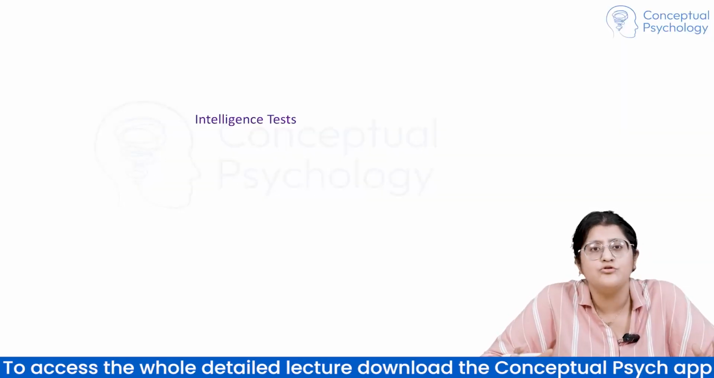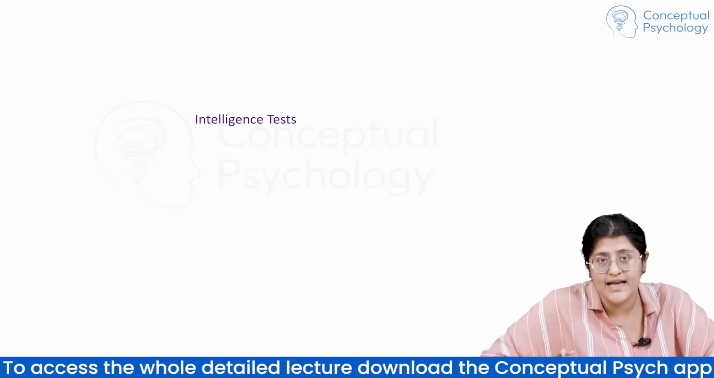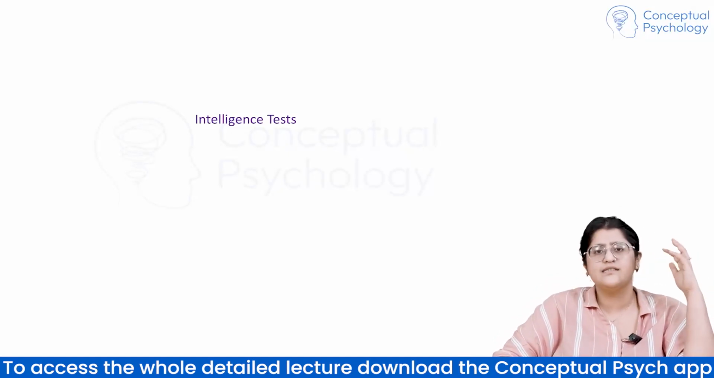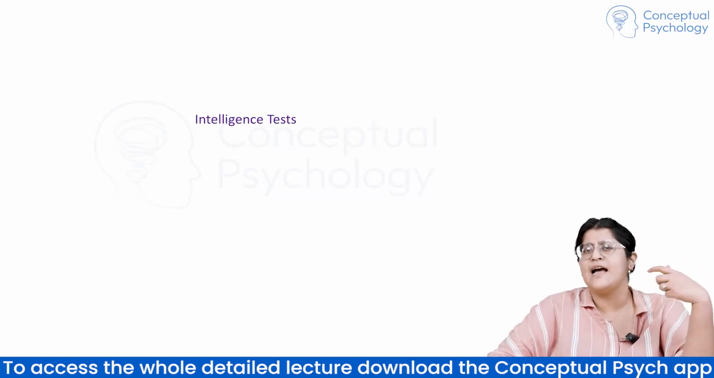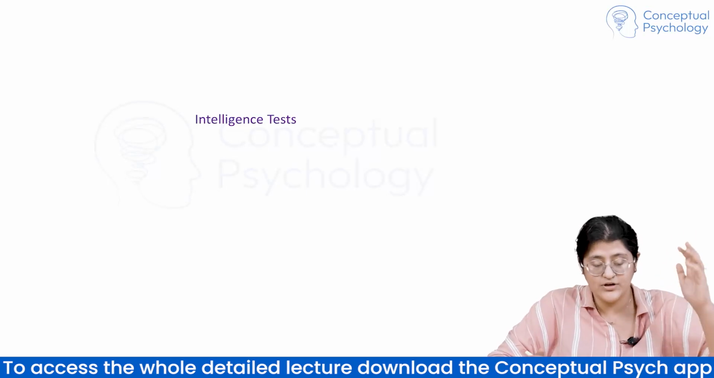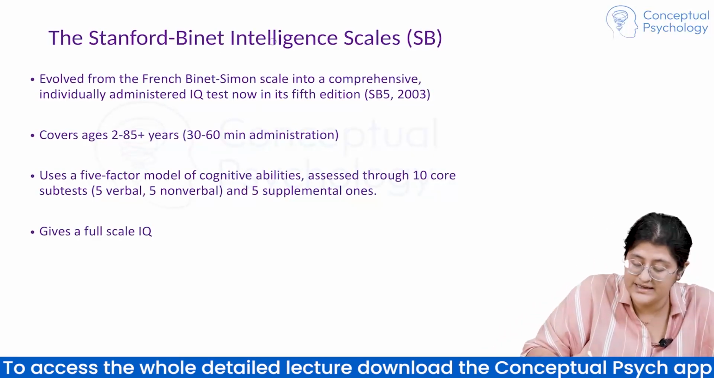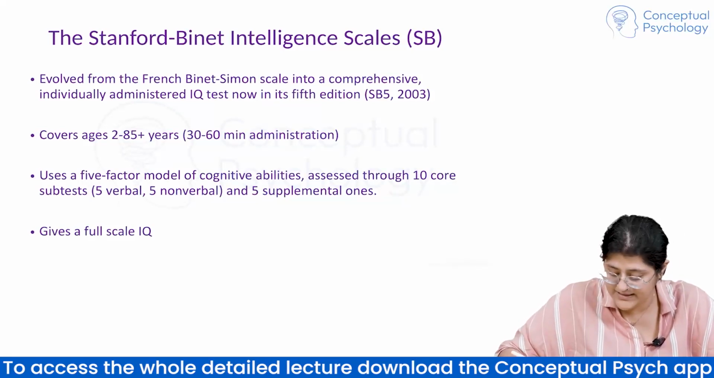So we are now going to start talking about intelligence tests. We've already discussed in detail the norms, reliability and validity. Now we are going to discuss the specific types of intelligence tests that are commonly used. Right, so let's start with the Stanford-Binet Intelligence Scales. Now, what is the Stanford-Binet Intelligence Scale?